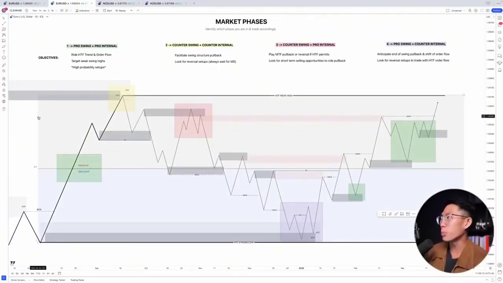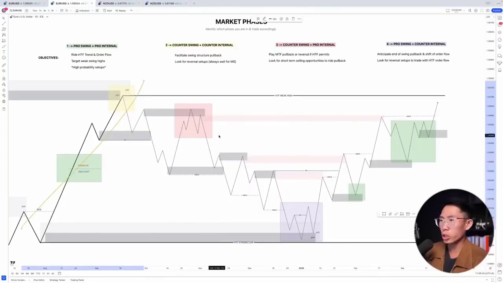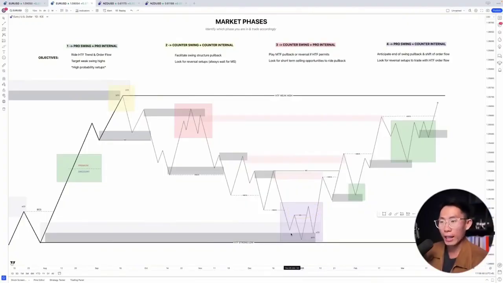In and out. And then last but not least, my favorite phase to trade is the pro swing plus counter internal phase. This is where you are able to get those high risk to reward ratio trades, and it's actually high probability compared to this one, which is low probability, right? Because this is when you got that swing structure, which is bullish, the internal structure is bearish, but then it is shifting to bullish.